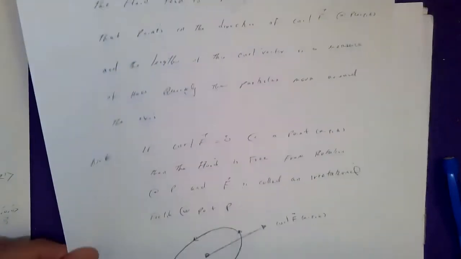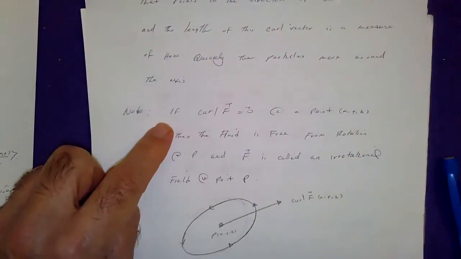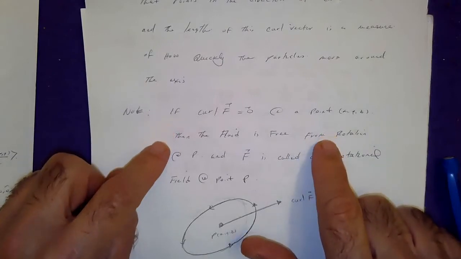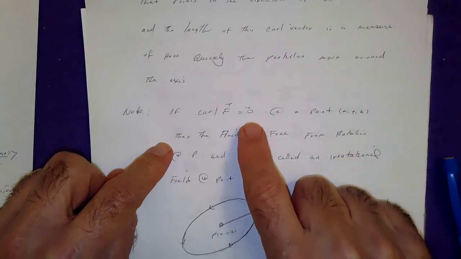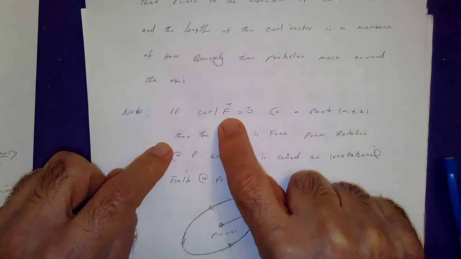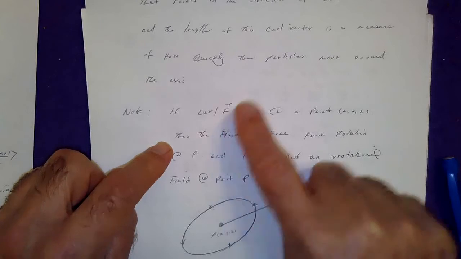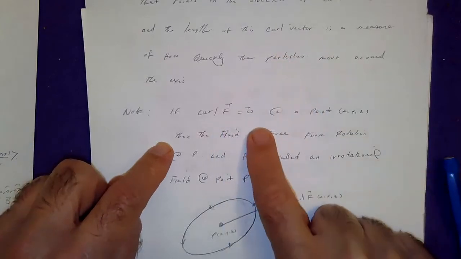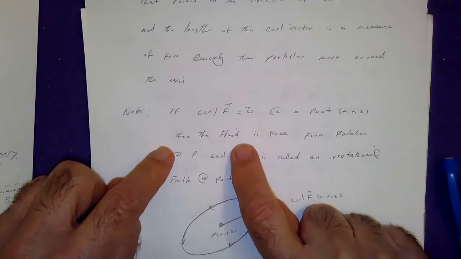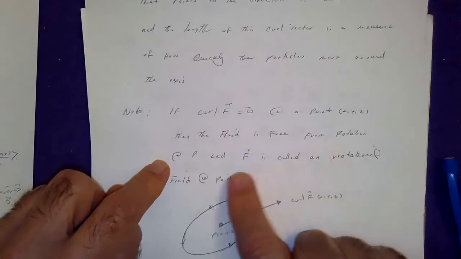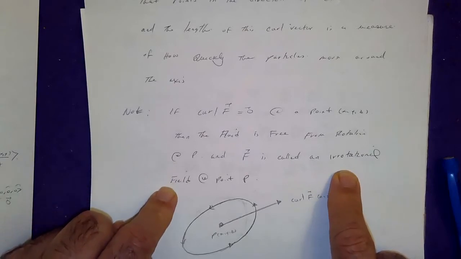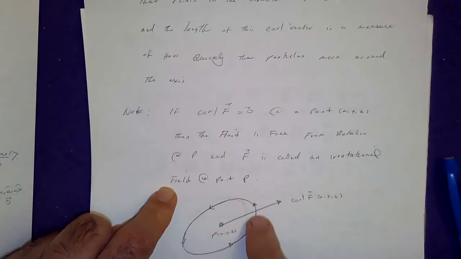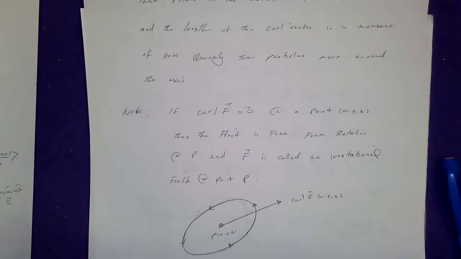What that means is the following. If the curl is 0 at that point, then the fluid is free from rotation. So when the curl is 0, that means the vector field is conservative. In the context of rotation, there is no rotation. So the fluid is called free from rotation at point P, and it's called an irrotational field or irrotational fluid. Do you see it?